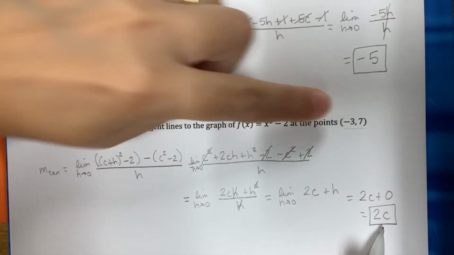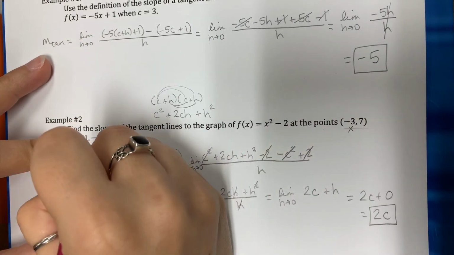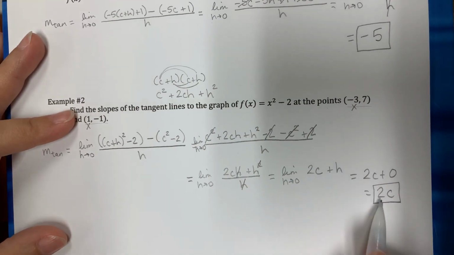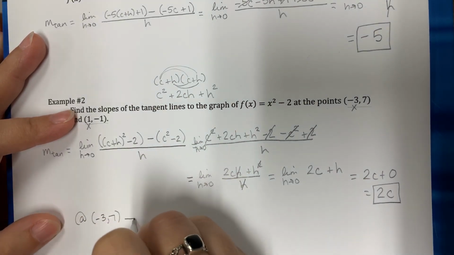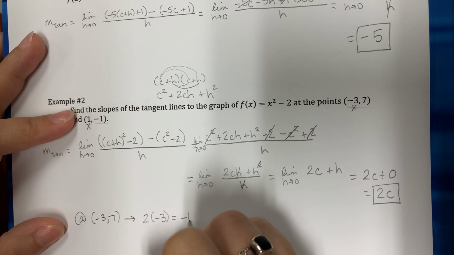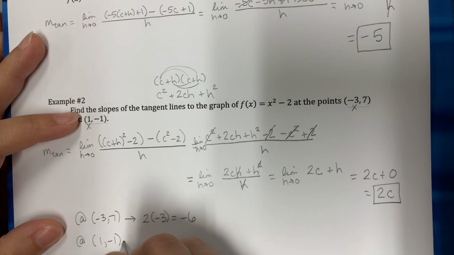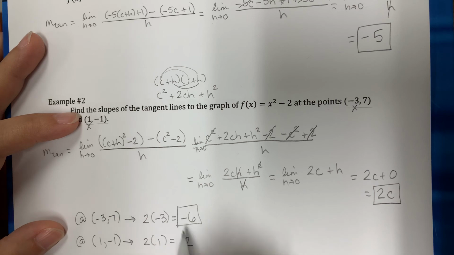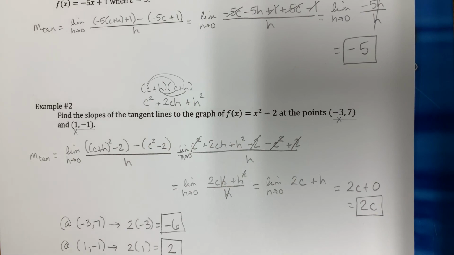Now they want me to find it at exactly these 2 points. Well, like I said earlier, c can really be substituted in for x. X could be substituted in for c. So 2c, so at the point -3, 7, 2 times -3 is my slope, which is -6. At the point 1, -1, 2 times 1 would be 2. So these are my 2 slopes for that problem. Okay, I'll finish the rest in the next video.